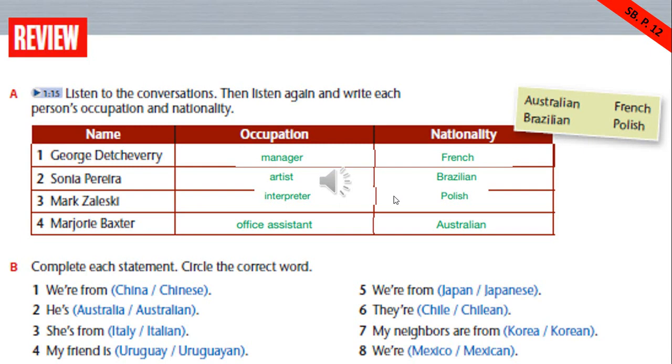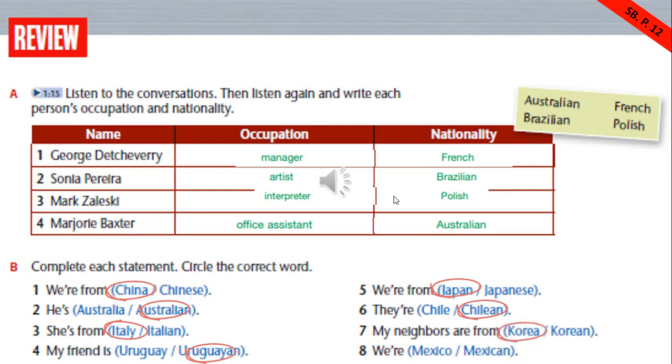So we are from Chinese? No, China. China. Good. He's, there is no from here. So he's Australian. Australian. Good. Number 3, she's from Italy. Italy. Very good. And now you can continue the answers alone because I think the answers are so easy for you this time.